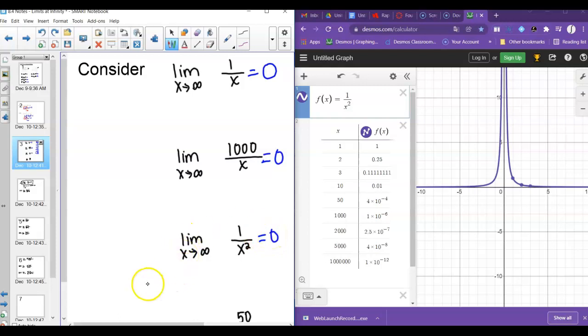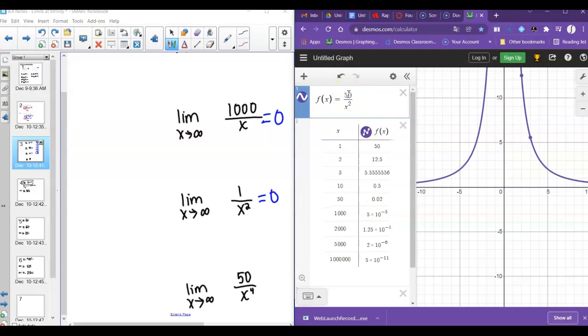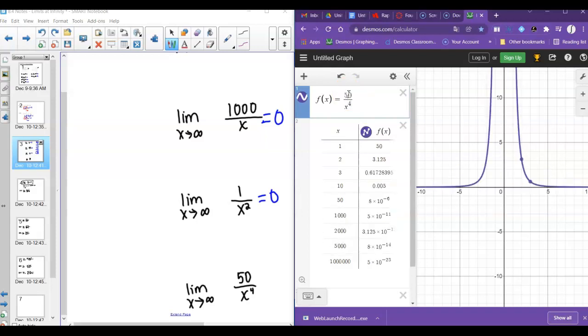Here is another example, 50 over x to the 4th. So if we have a number in the top and then x to the 4th, we can see here that our values just get smaller and smaller, because even though we have a 50 in the top, these values in the bottom just get larger and larger, which causes us to approach 0. So something we're seeing here for all of these, we had numbers as our numerators, just constant numbers, and then we had some sort of variable in the denominator.